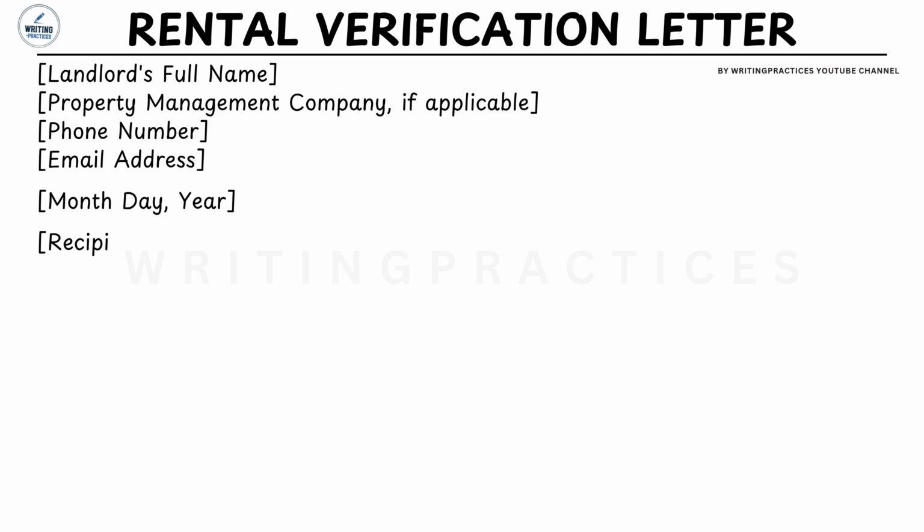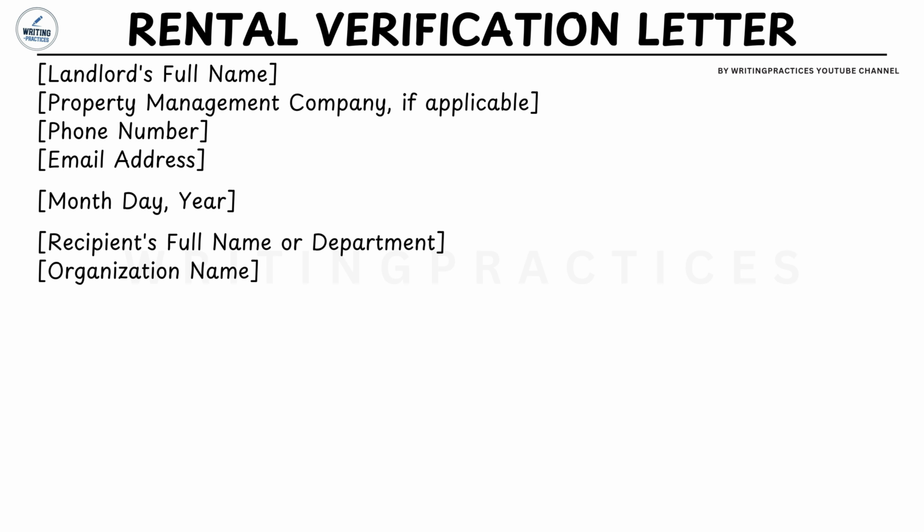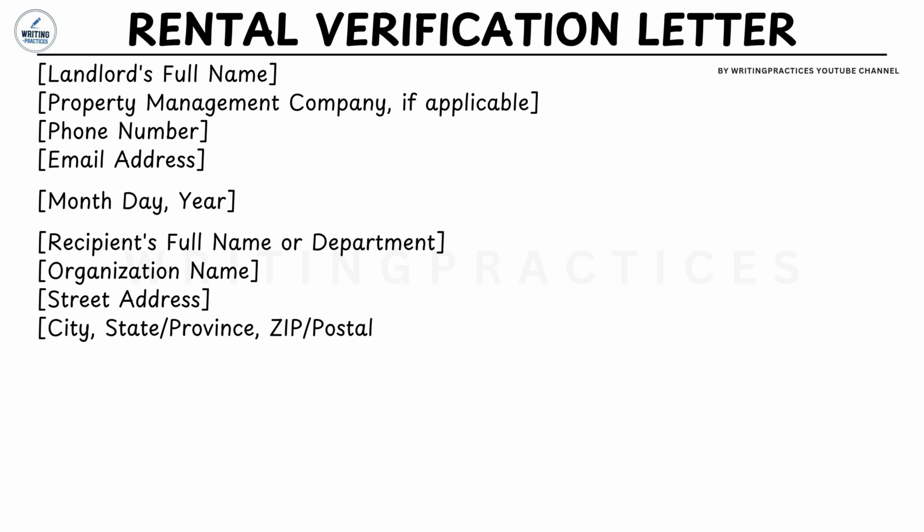Recipient information. Next, write the recipient's information. This directs the verification to the appropriate person or department responsible for reviewing the tenant's application. Addressing the correct recipient helps ensure your letter is processed efficiently.